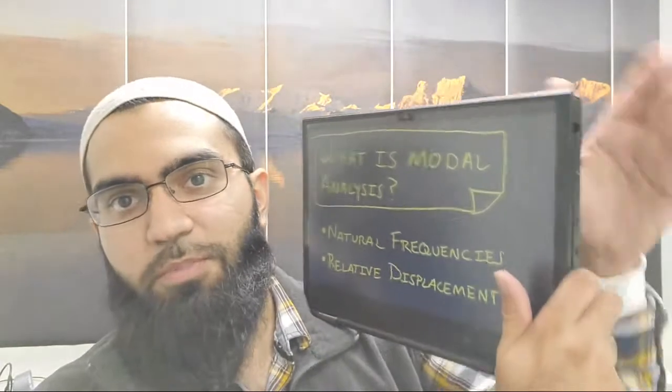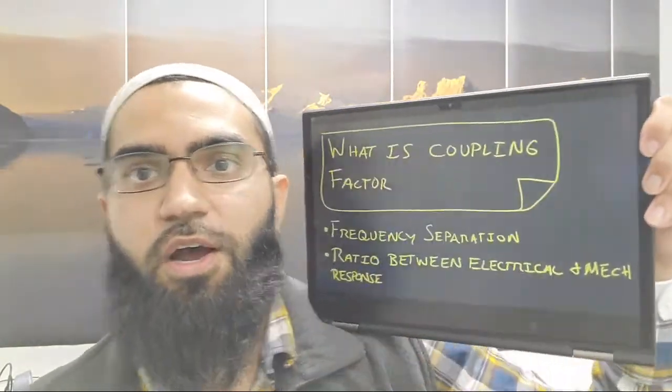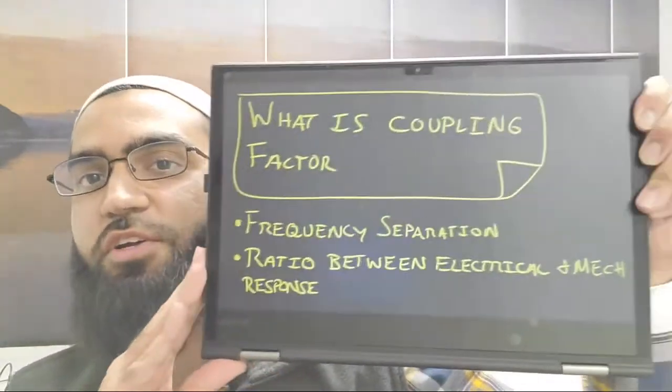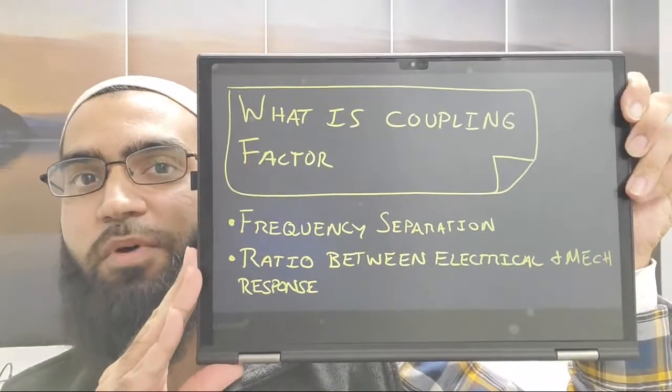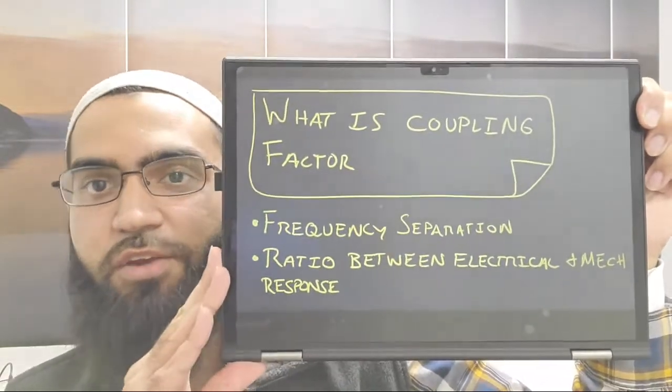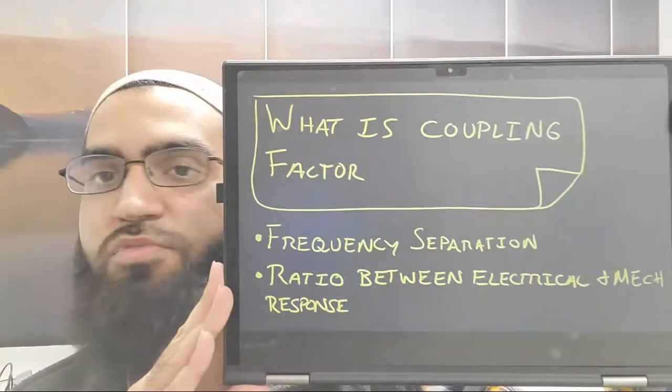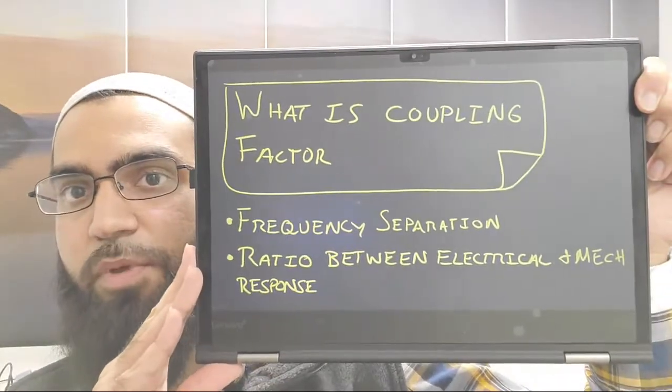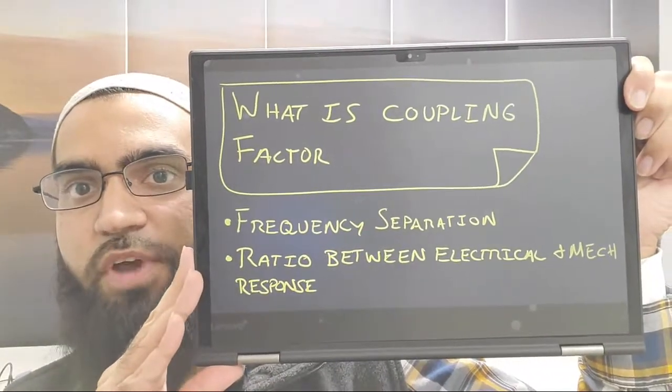So let's just talk about what the coupling factor is first. Very brief introduction. I've talked a lot about it, and I will continue to talk about the coupling factor today and forever, and there are previous videos if you're interested in that topic. But what is a coupling factor? Well, the way you measure it is the frequency separation between resonance and anti-resonance. There's a ratio which gives you the coupling factor calculation.